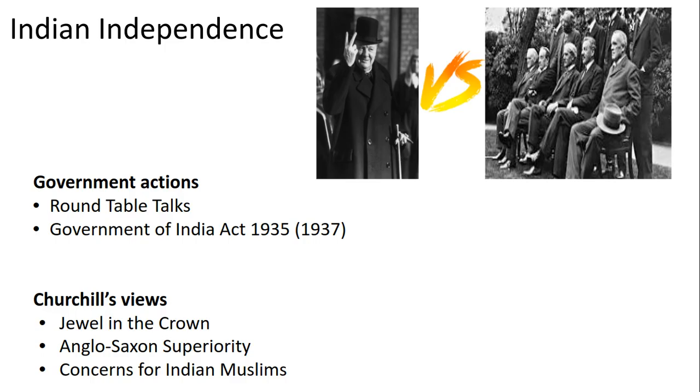Churchill also put forward the view that he was concerned for Indian Muslims, who would be the minority within India, and that there was the potential for persecution. Britain's role within India was potentially to keep these people safe and to act as some sort of peacekeeper between the Hindus, Sikhs, etc., and Muslims.